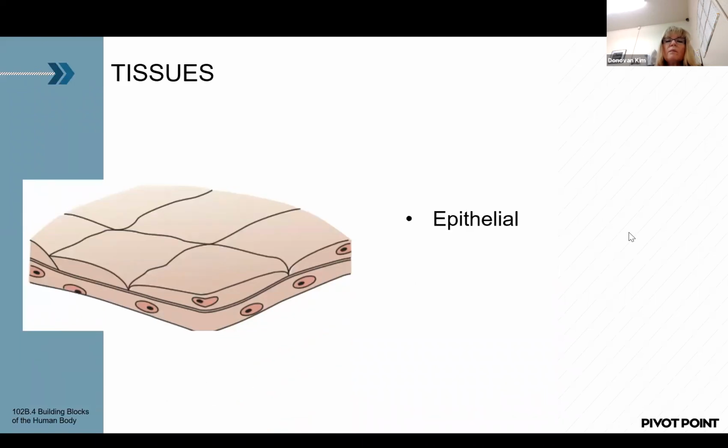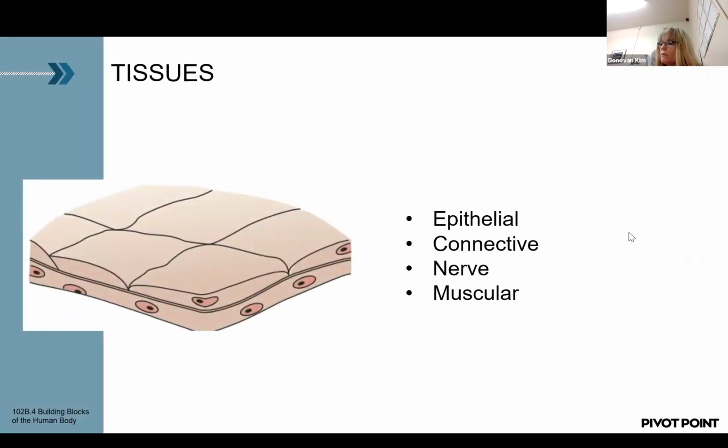Okay. Then we get these groups of cells now. They've all done their anabolism and catabolism and they become tissues. All right, so just a little fun fact, I guess, right?